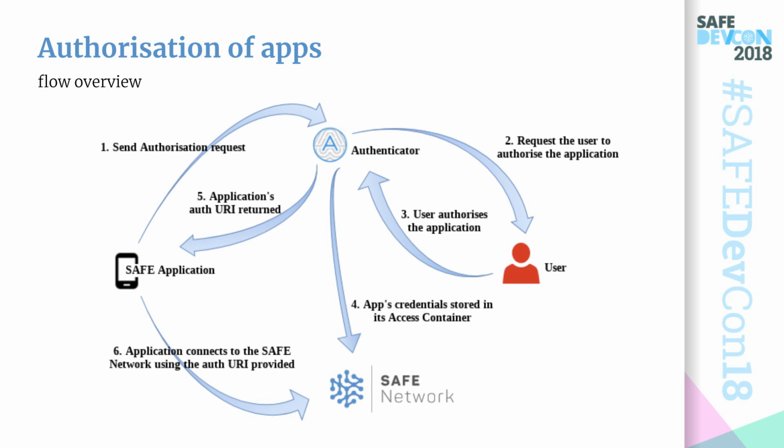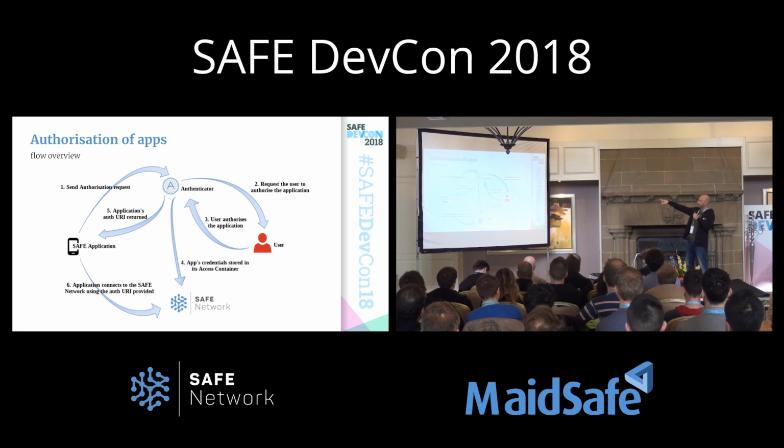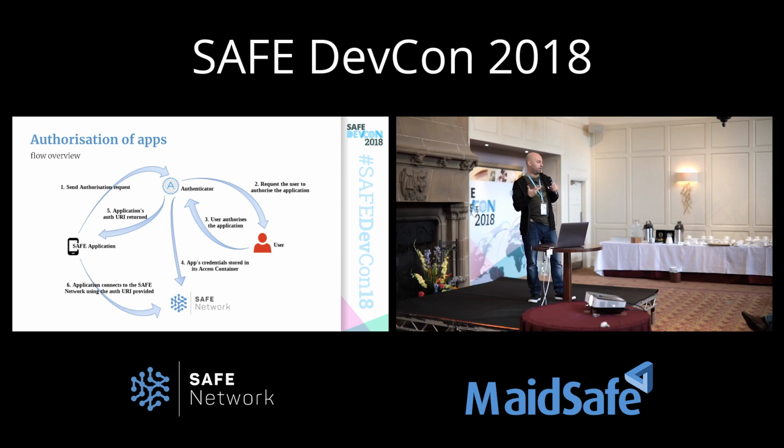The first step is an application needs to get authorization by the user to be able to connect to the network. As we know, the data belongs to the user and doesn't really belong to the apps. So that's why they need to first send an authorization request to the user through the Authenticator. The Authenticator reads that information, which identifies the app, and shows it to the user to say, this app wants to connect to the network and it wants permissions for these containers and so on.